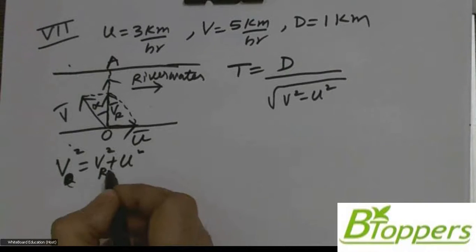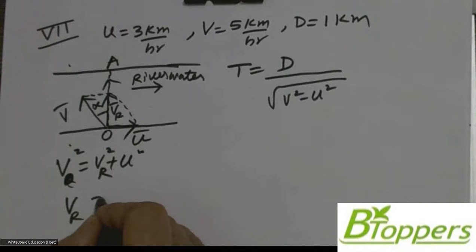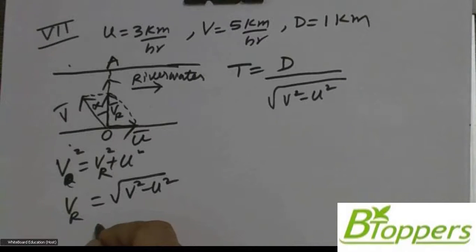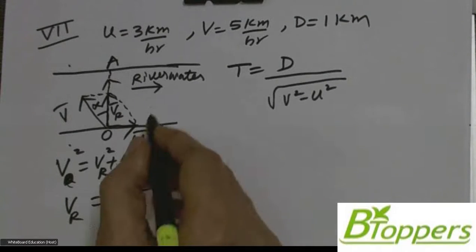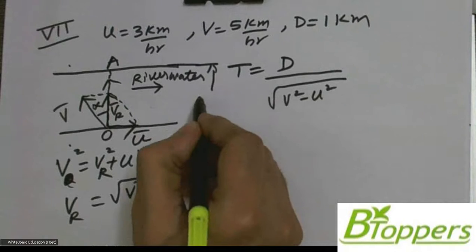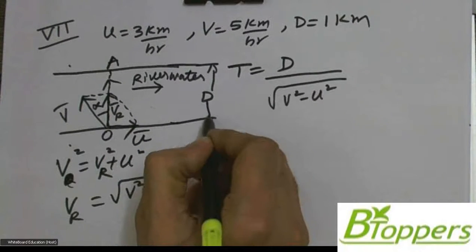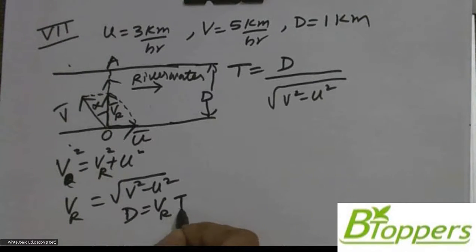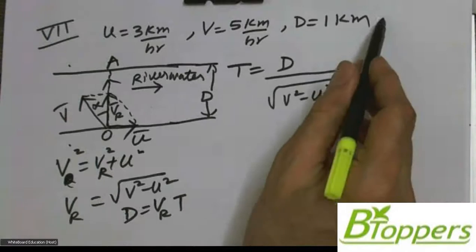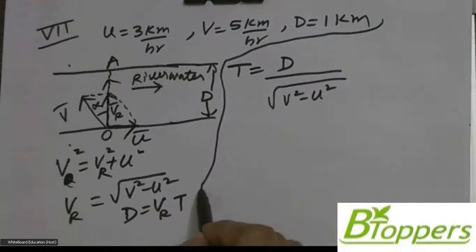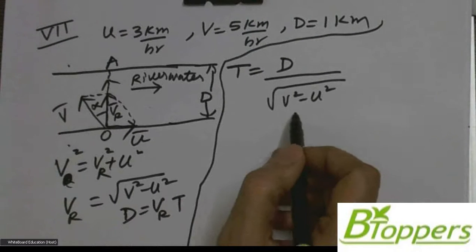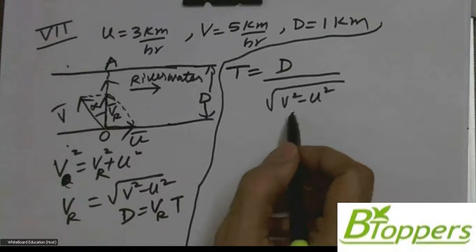That V square equal to VR square plus U square. From this you get VR equal to root of V square minus U square. So in this case, actual distance covered by the boat while crossing the river is same as the width of the river. That you can write as magnitude of the resultant velocity into time. Then you can write this step. But if the problem is given in multiple choice model, you can directly use the conclusion.